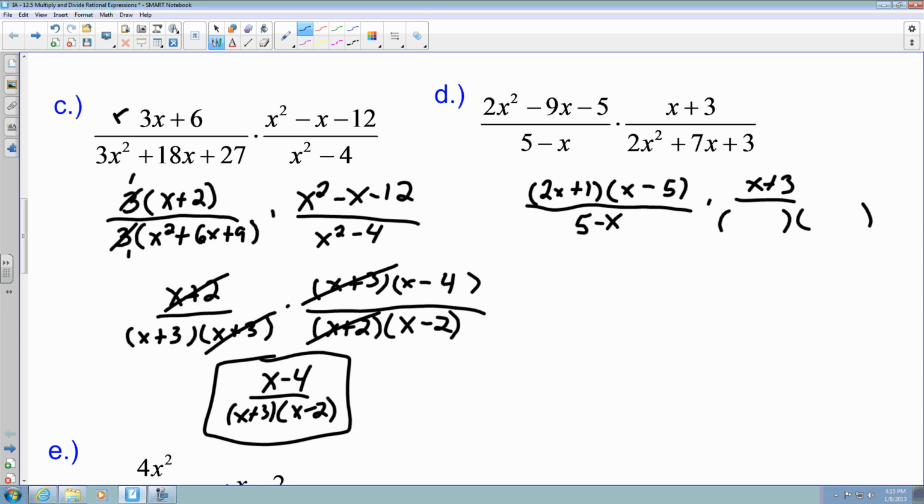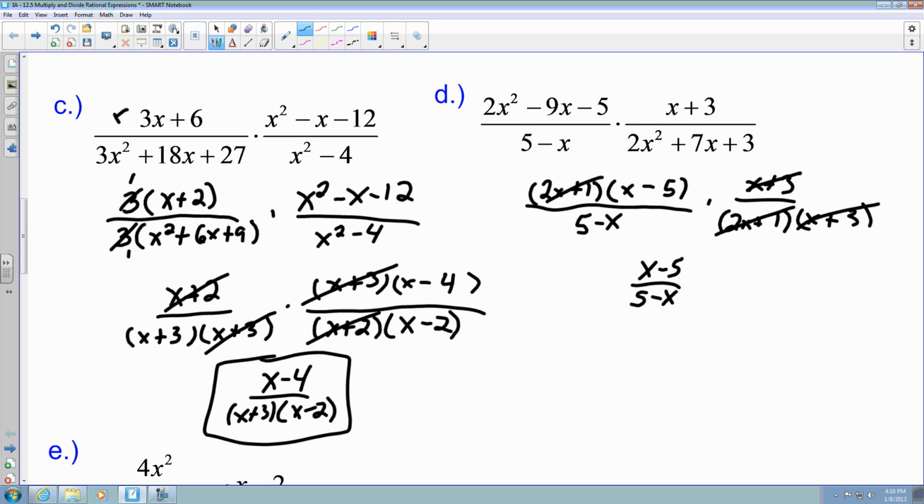I'm going to reverse FOIL the bottom, so that gives me 2x, x. Both of them are going to be pluses. I need it to be 3 and 1 here. Okay. So I have an x plus 1 in the numerator, I have an x plus 1 in the denominator, so those cancel. I've got an x plus 3 and x plus 3. So now I'm left with this x minus 5 over 5 minus x.